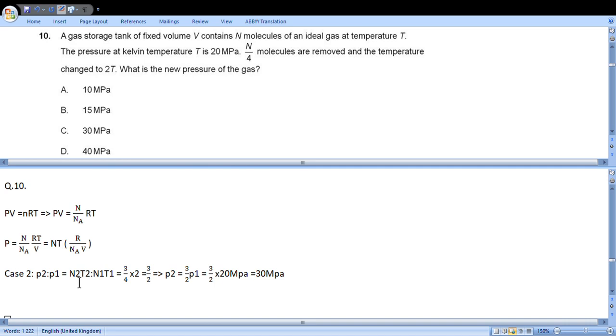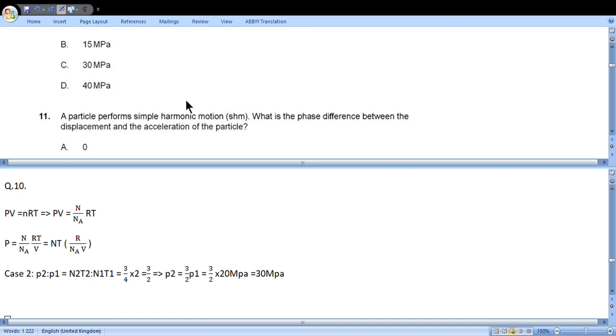N decreases, and we remove N over 4, so 3 over 4 remains. Temperature changed to 2T, temperature increased 2 times. 3 over 4 times 2 gives us 3 over 2. So the ratio is 3 over 2 of the previous pressure, which is 30 megapascal. So we use C. Answer choice C.